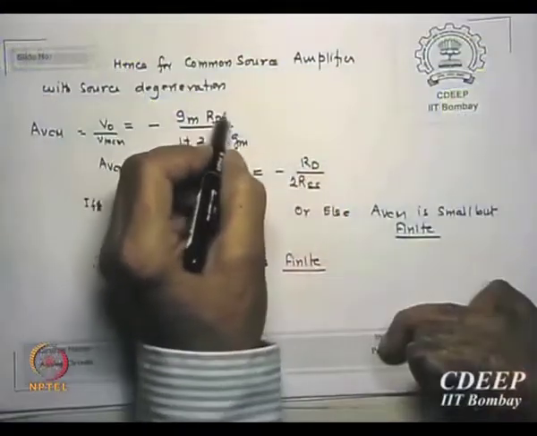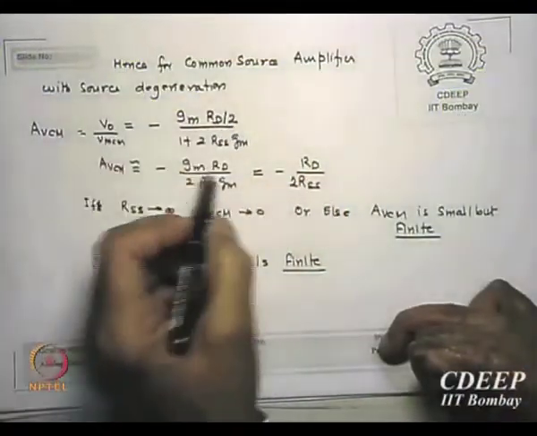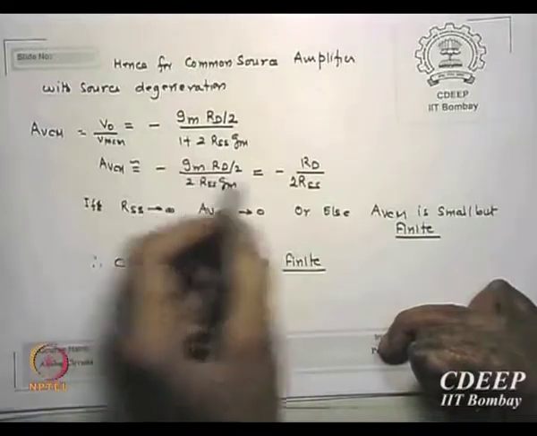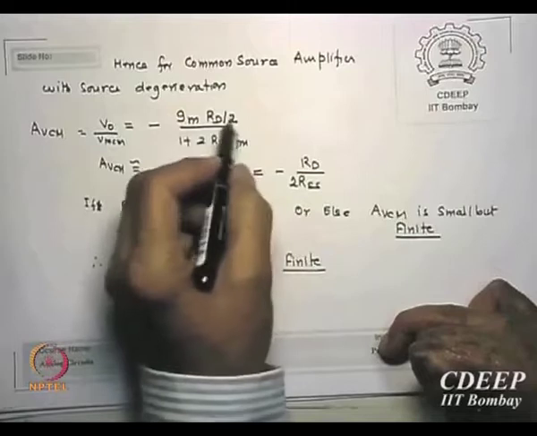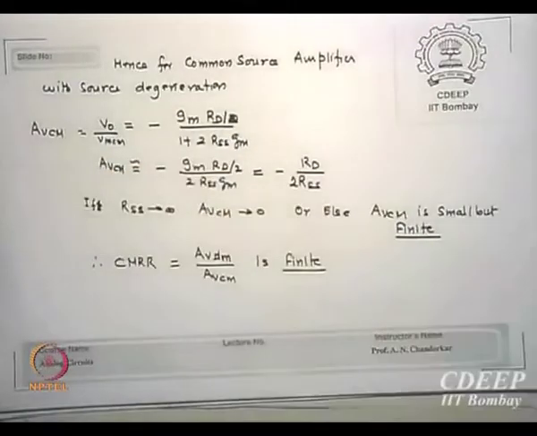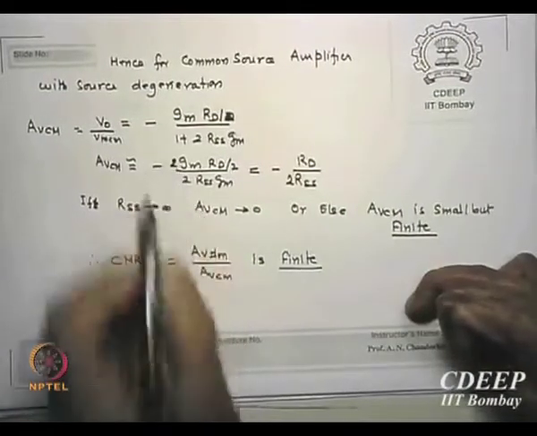Oh sorry, I also made a mistake. What is the mistake I made? So you are right, 2GM into that is correct. Thank you very much, I had some wrong thinking. So I should write like this.